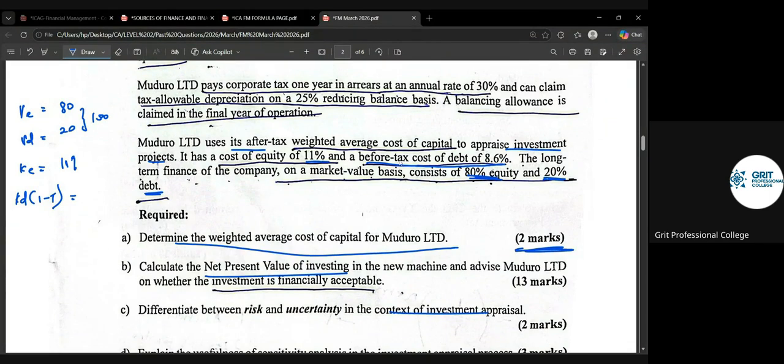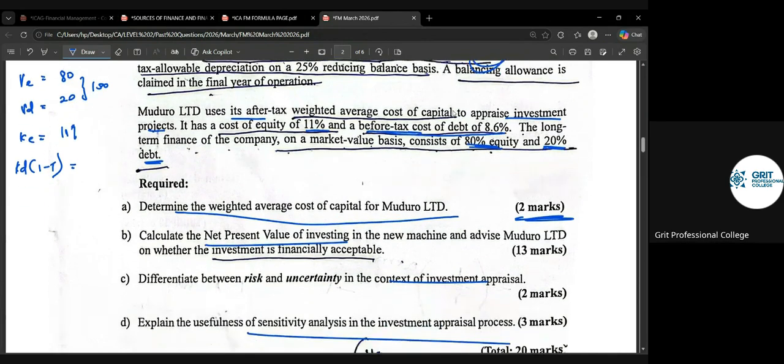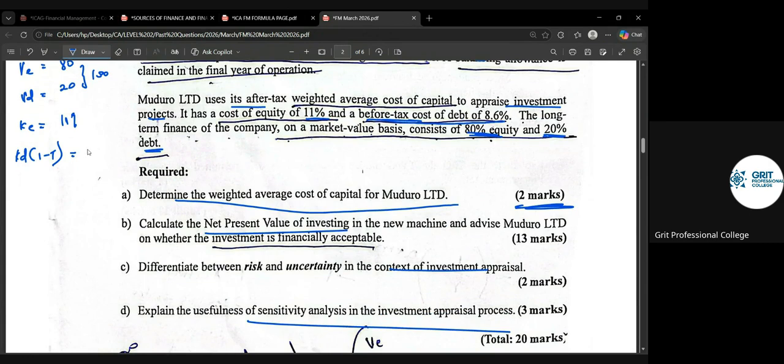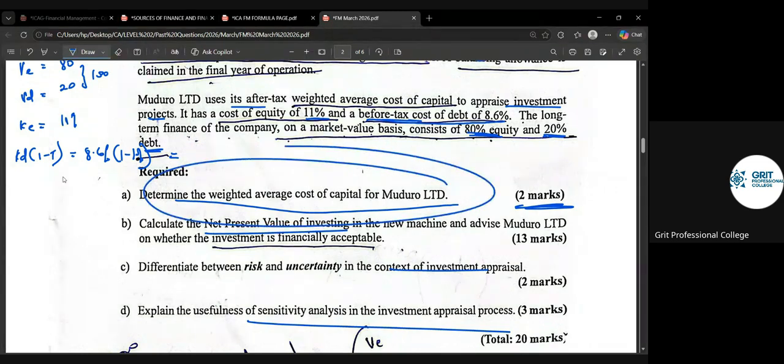Now, we have the before tax cost of debt, so we have to take out the tax component. It is stated that Maduro has a corporate tax, even though it's one year in arrears, at a rate of 30%. So with 8.6%, we will take out the tax of 30% from it, then we'll get our after tax cost of debt. Once you get that, you can piece everything into your WACC formula, and that will be your weighted average cost of capital. When you get it, you can then use it to appraise your project using the NPV technique. That is all.